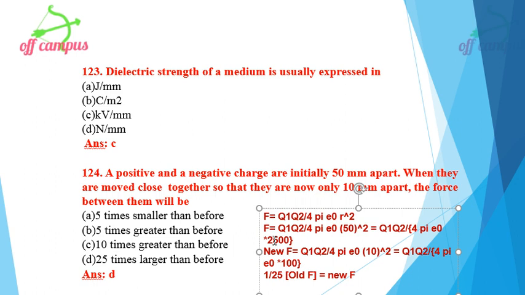So it is 25 times. The new force is 25 into 100. The new force is 25 into the old force. So 25 times larger than before. Option D is the right option.